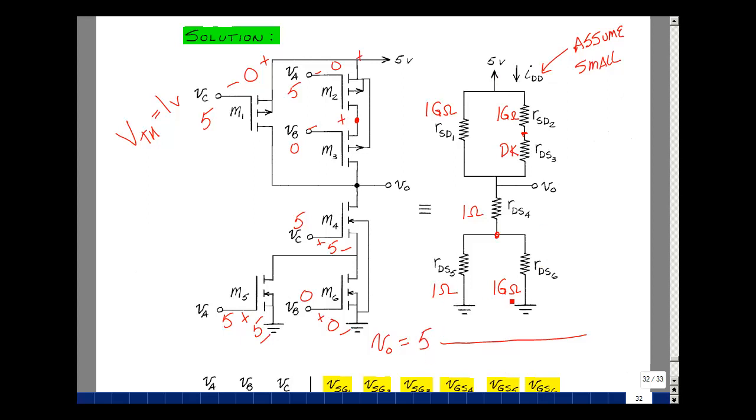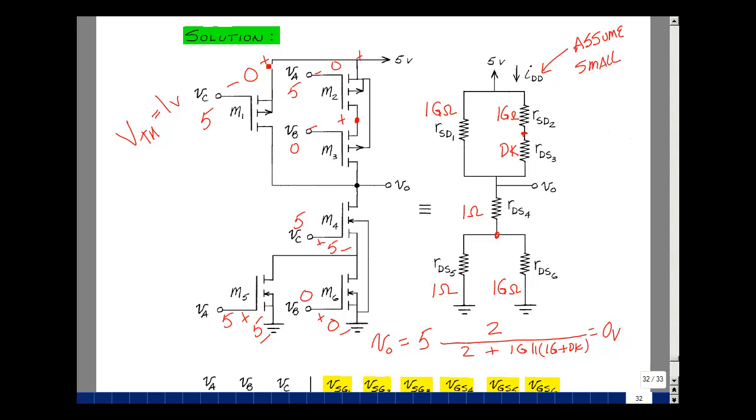1 in parallel with 1 gig ohm is roughly 1 ohm. In series with 1 would give me about 2 ohms divided by 2, plus I have 1 gig ohm in parallel with 1 gig ohm plus something. So I've got 1 gig ohm in parallel with 1 gig ohm plus something else. This is at least a half a gig ohm or so. At 5 times 2 divided by a huge number, so this is very close to something around 0 volts.